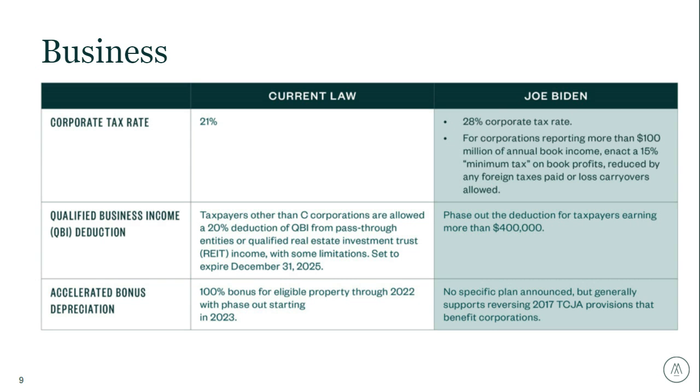QBI deduction. So right now we get a 20% reduction for taxpayers other than C corporations on QBI, and I think Biden would phase that out for taxpayers earning more than $100,000.